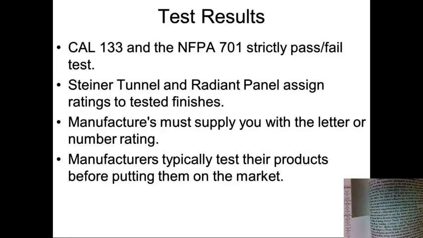Okay, test results. Remember the CAL 133 and the NFPA 701 are strictly pass-fail. Steiner tunnel test and radiant panel are assigned ratings, and manufacturers supply you with a letter or number rating. You can always ask them, what is your rating? Tell me if it's A, B, C, or a 1 and 2. They know their products, and before putting them on the market, they see what market they're after. So I hope this helps you to understand a little bit.